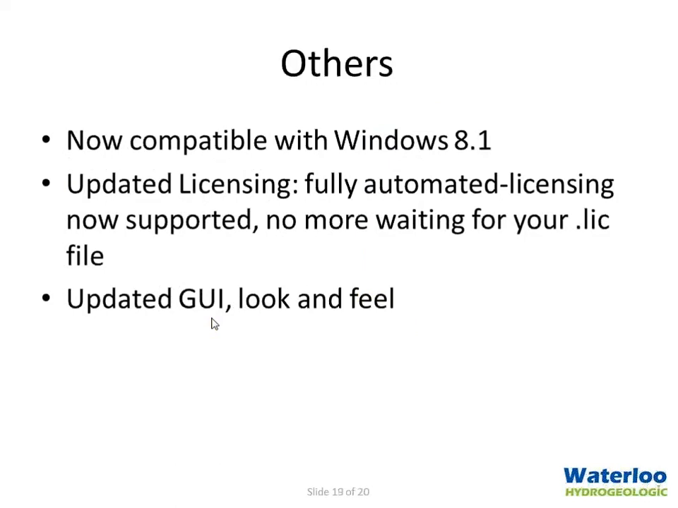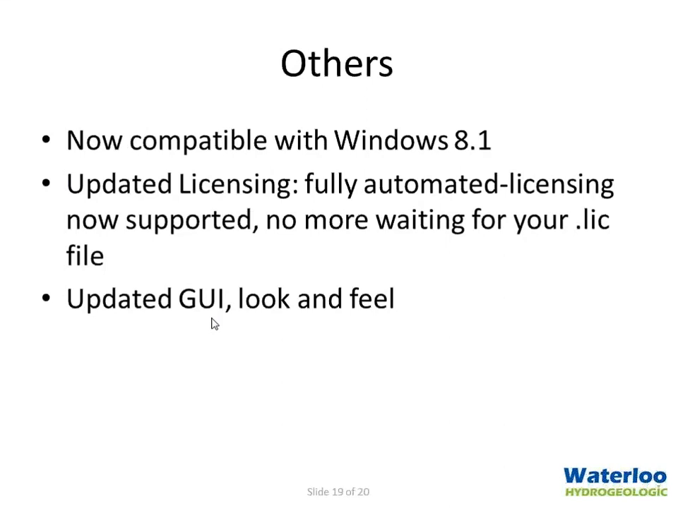So some other improvements we've made, as I mentioned, we've tested the latest version of AquiferTest, so it's now compatible with Windows 8.1 and certified for Windows 8.1. We've improved the licensing system, so it's now fully automated. This means that you can just go through a series of online registrations for your serial number and your name and email address and submit your license request, and your license file will be sent back to you automatically. So you no longer need to wait for your license file to arrive in the email within a day or two. So this is done now completely automated.